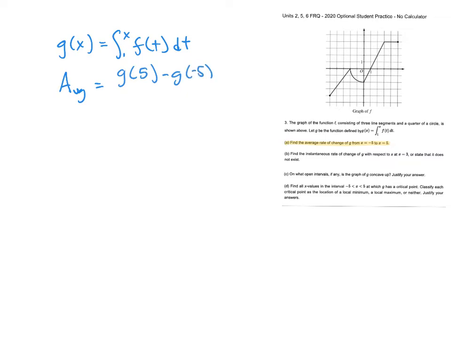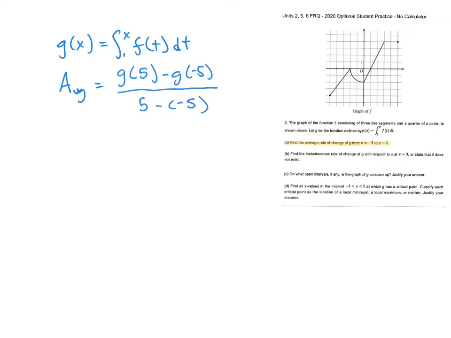Let's just make a note right now that g of x is the definite integral from 1 to x of f of t dt. I'm just writing that out a little bigger so we can see that. And we need to find the average rate of change. For g, we're going to do g of b, which is 5, minus g of a, which is -5, over b minus a. That's the calculation for doing the average rate of change. It's the old slope formula from Algebra 1 class.